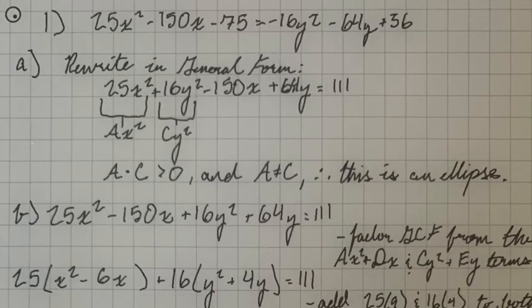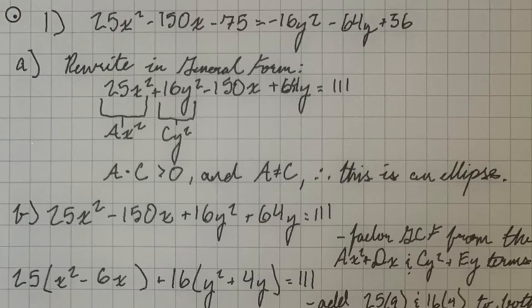So here we're given the equation 25x squared minus 150x minus 75 equals negative 16y squared minus 64y plus 36. In order to solve this, to see what type of conic it even is in the first place, we're going to need to rewrite it in the general form of a conic. So we're going to get all of the x and y terms on the left side of the equation and all of the constant terms on the other side. So we're going to end up with 25x squared plus 16y squared minus 150x plus 64y equals 111.